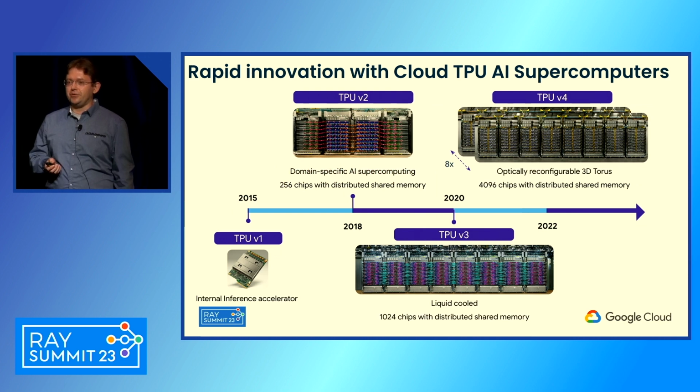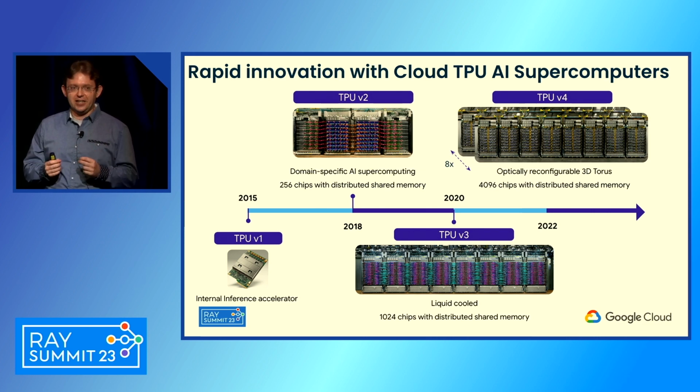Google Cloud TPUs represent nearly a decade of innovation in AI supercomputing. We started in 2015 with TPU v1, our inference-only accelerator. In 2018, we launched Cloud TPU v2 pods, where for the first time, we connected 256 TPUs with an ultra-fast interconnect to enable training at scale. Two years later, we quadrupled the number of chips to 1,024 and introduced liquid cooling for even more performance. And two years later, we quadrupled the number of TPUs again to 4,096 and introduced an ultra-fast optical interconnect.